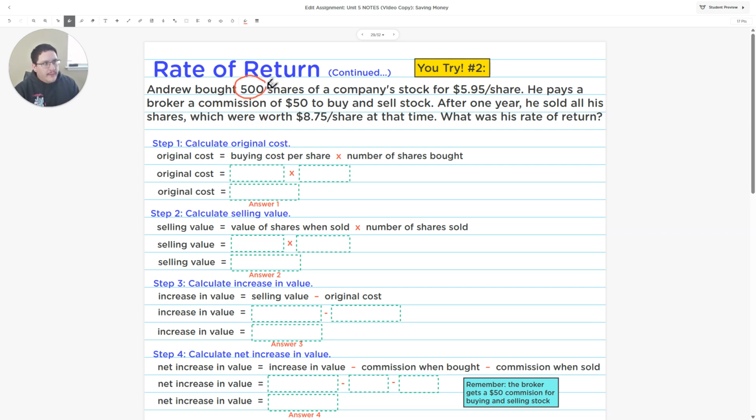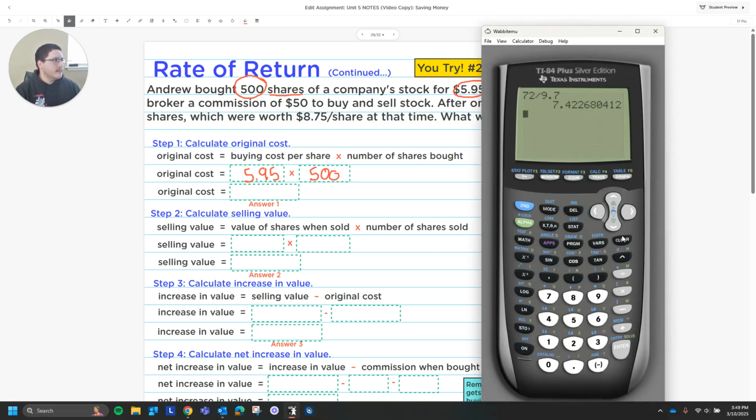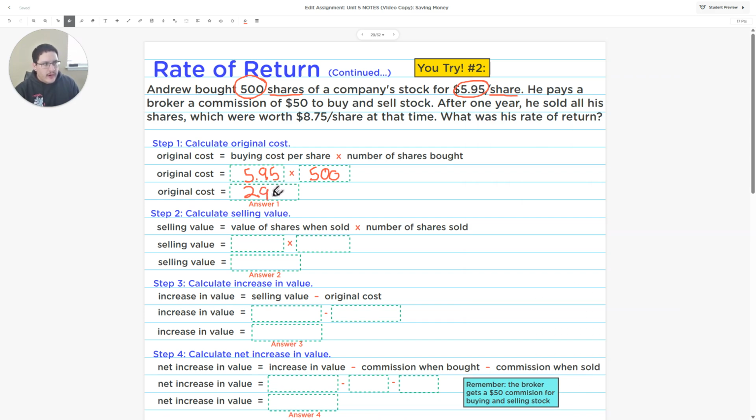So Andrew bought 500 shares for $5.95 per share. Step 1, to calculate the original cost, we're going to look at those two numbers there. The buying cost per share, which was $5.95, times 500. Or 500 times 5.95, doesn't matter. Either way, we get $2,975 for the original cost of these shares.